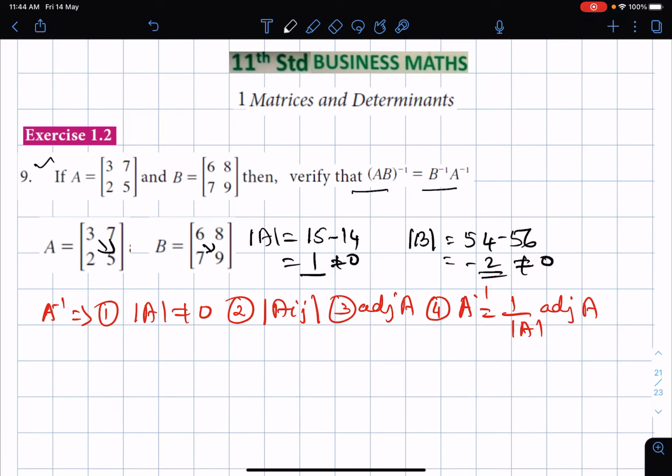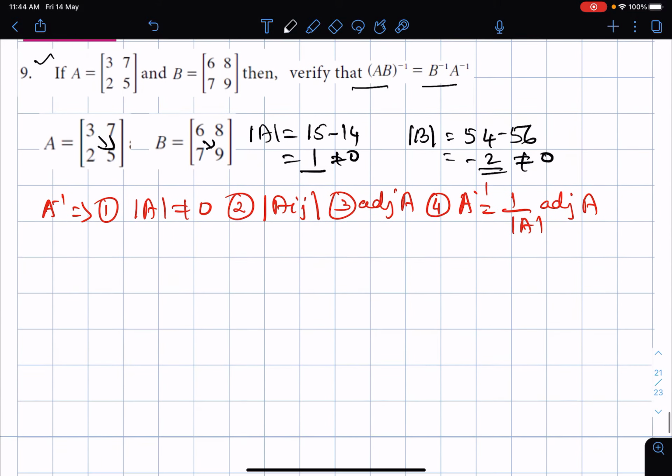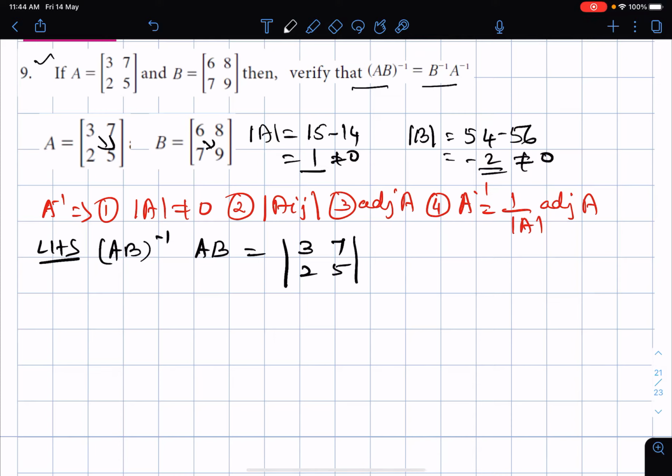So first we will start with our LHS. Okay, what is LHS? AB the whole inverse. Okay, so for that, before going into inverse we have to find what is AB. Okay, what is A and B? A is 3, 7, 2, 5, and our B is 6, 8, 7, 9. So we are going to multiply row with first column and similarly with second column, and you will get the answer. So 3 into 6.